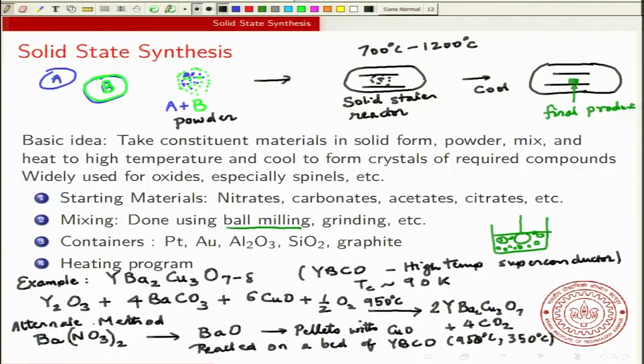Here we started with a precursor that had barium nitrate, and you will again have copper oxide, and you react it on a bed of already prepared YBCO. So you can see that there are a lot of things you can do, even within this general framework of solid state synthesis.